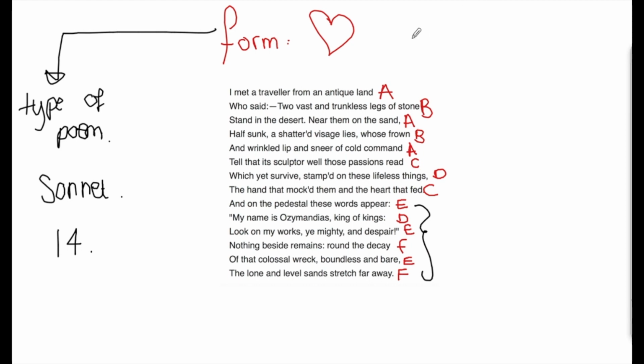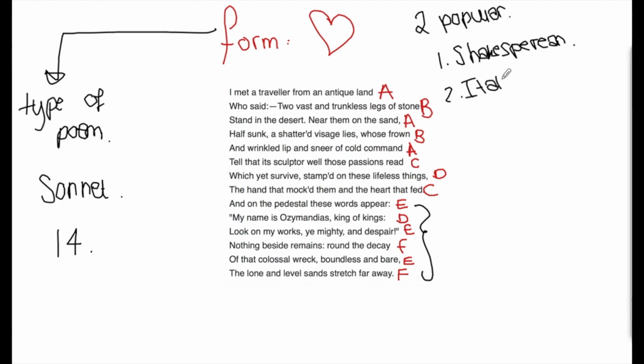So a sonnet is a love poem, which is why I've drawn a little heart, and it always has 14 lines. And there are two forms of sonnets, which I'm going to talk about on the next slide, but I'm just going to talk about them here as well. There are two popular forms of sonnets, and that is one, the Shakespearean sonnet, and two, the Italian or Petrarchan sonnet. Both these sonnets tend to have a regular rhyme scheme, and I'm going to tell you now, even though I have written out the rhyme scheme on the next slide, that the rhyme scheme for this sonnet, Ozymandias, is very, very unconventional.